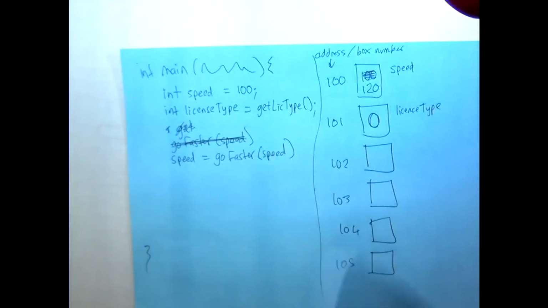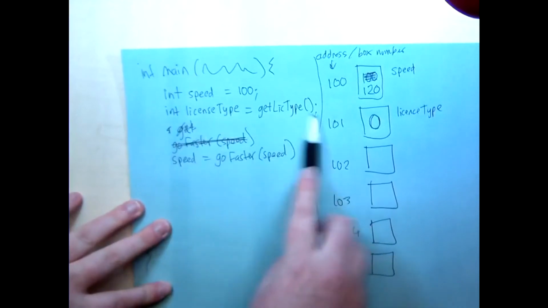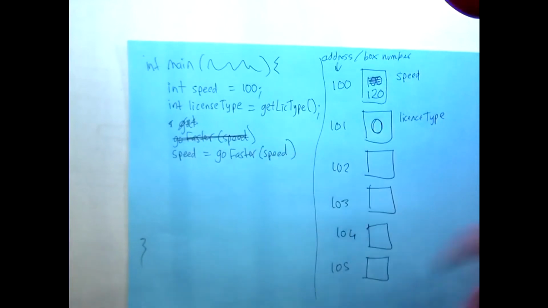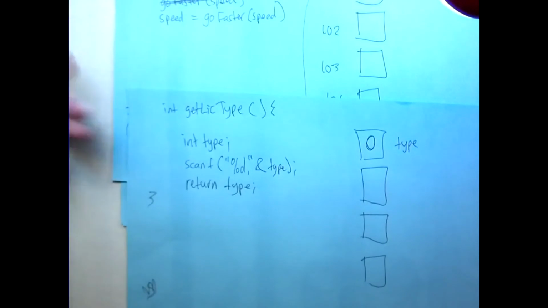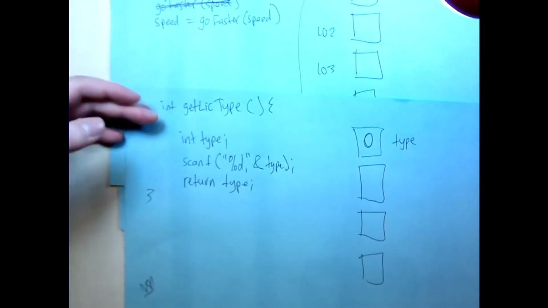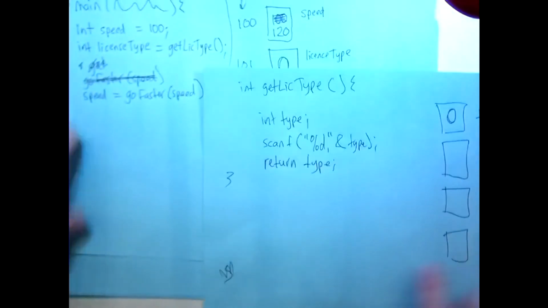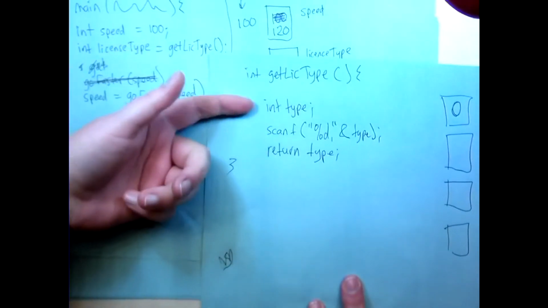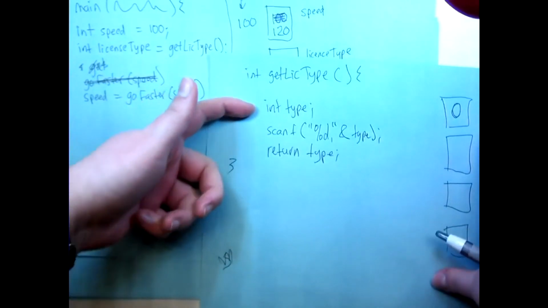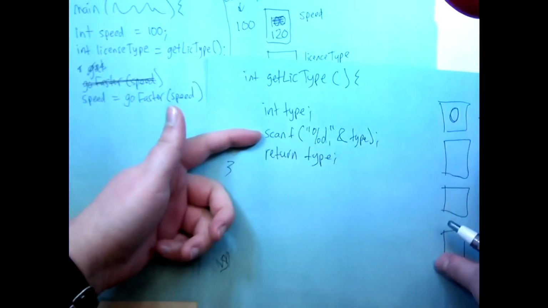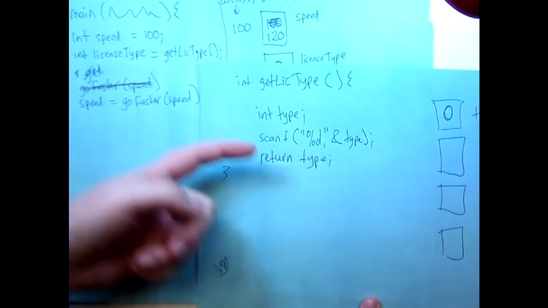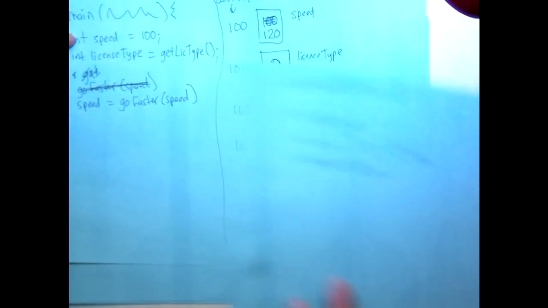So when we have this line of code, we say license type equals get license type. Our program's going to jump to whereabouts our get license type function is, and then it's going to run through this line by line as well. I'll put it sort of over there. So it goes into the get license type, which says make me an integer called type, so call this next free box type. Scan something into type, return type. Then when it's finished with this function, it's going to go, I've got to the last line, I got to the return. Then it's going to go back to where it was up to in the main function.